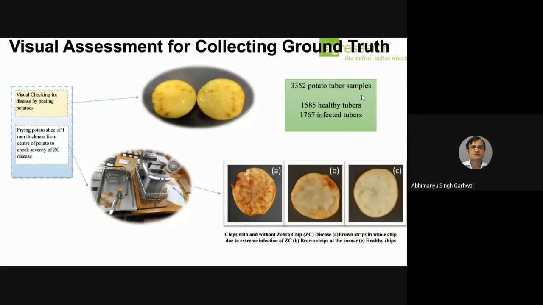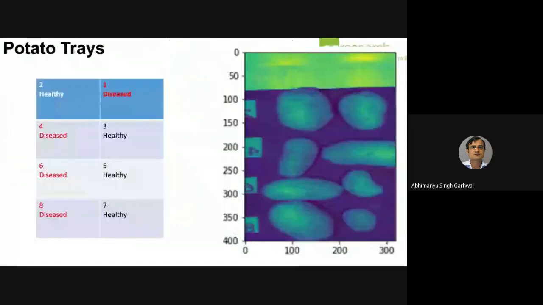3352 potato tubers were scanned. Out of that, 1585 are healthy tubers and 1767 are infected tubers. So more than 50% of the potatoes are diseased, and in a mix of potatoes, it's not like all healthy or all diseased. So like this, number 1 is diseased, number 2 is healthy, number 3 is healthy, number 4 is diseased, number 5 healthy, number 6 diseased, 7 healthy, 8 healthy. We use the same numbering system, so we can easily track back which one is diseased and which one is healthy.